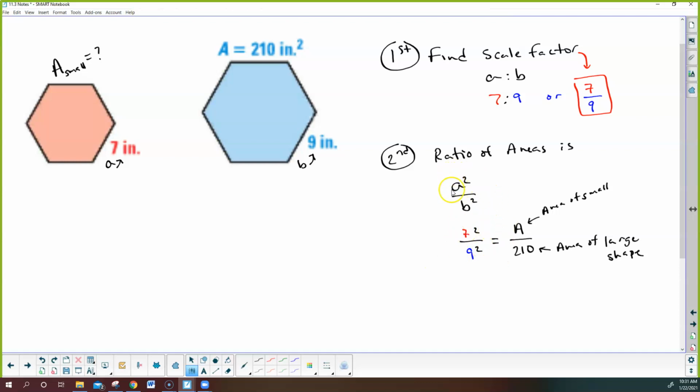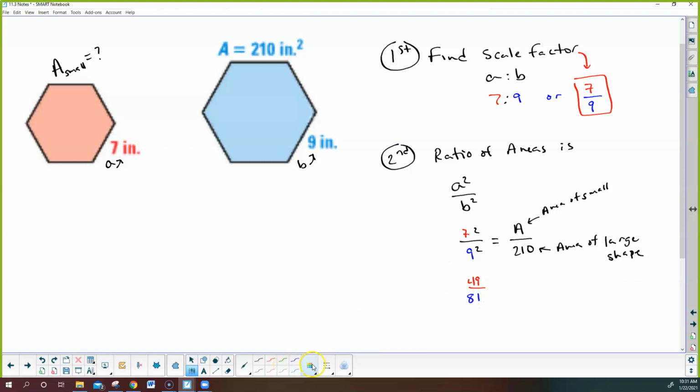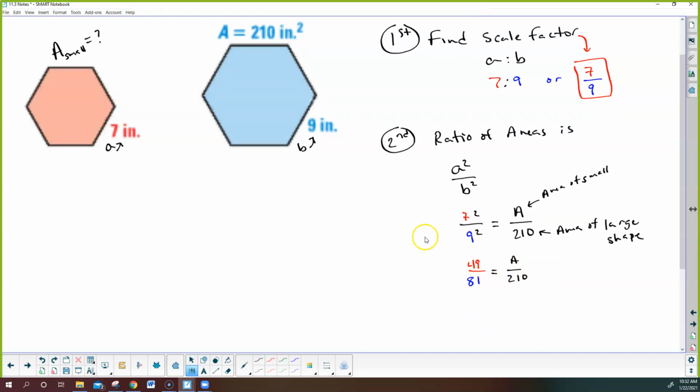Well, notice, all I did was take the a squared to b squared, and I compared that to the ratio of the actual areas, because these have to be equal. So then, we know that 7 squared is 49. I know that 9 squared is 81, and that has to equal A over 210. And then it's just grab your calculator, cross multiply, and you could do all of this in your calculator. Once you set this up, I don't need to see this work right here.